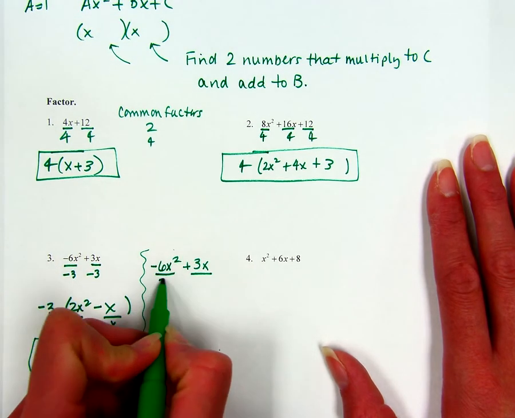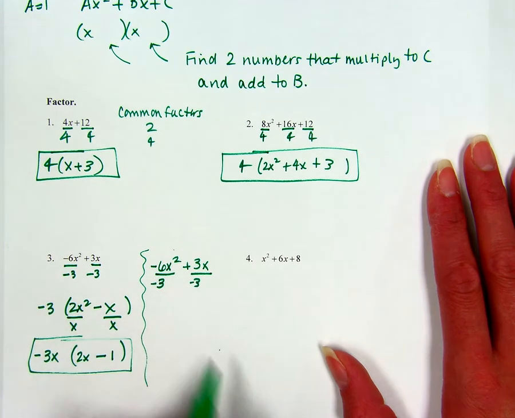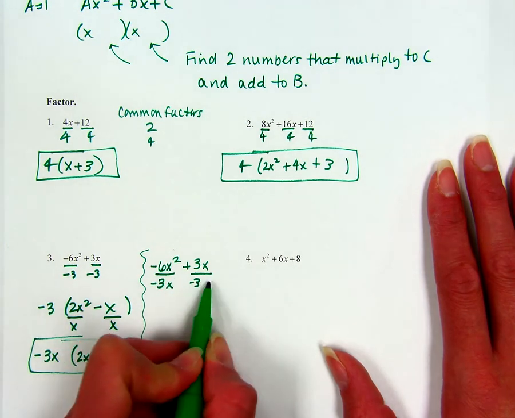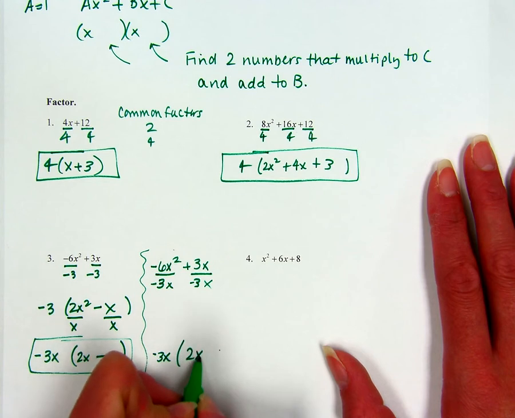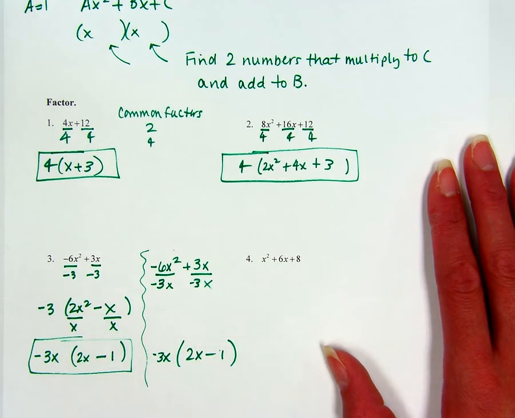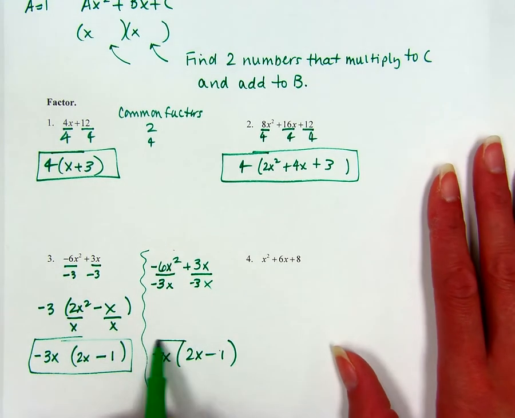If I noticed that, okay, I can divide them both by negative 3, and since they have a common variable, I could divide them both by negative 3x. And then that way I could have just gone straight to the final answer. Okay?